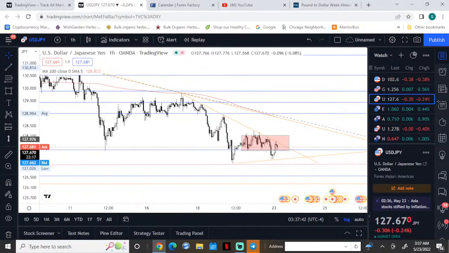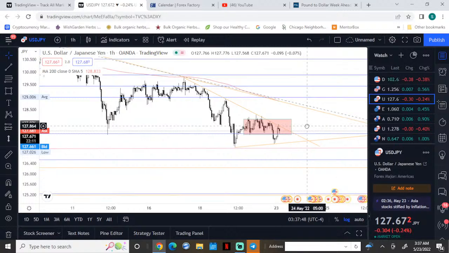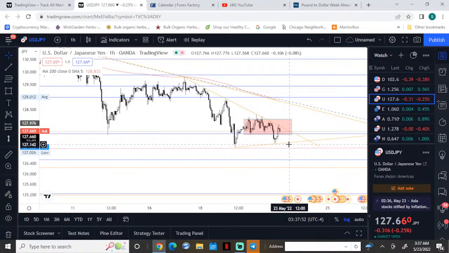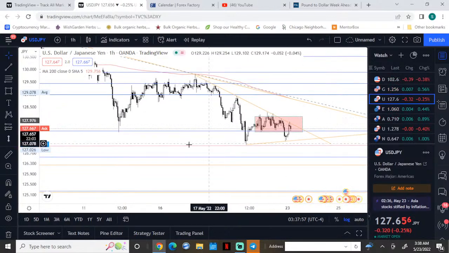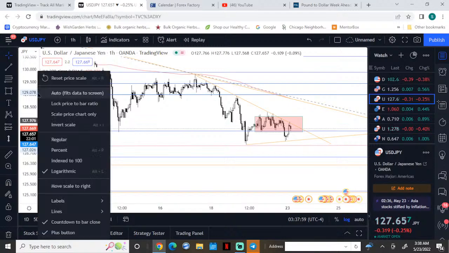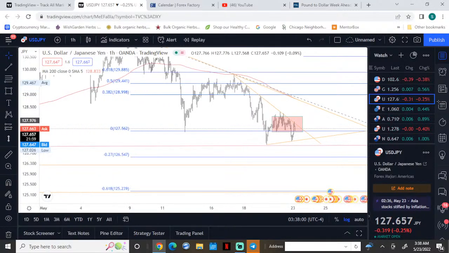Okay. So I would like to see it come out of these two trend lines right here before I would get in it for either a sell or a buy. So I'll wait for a break and retest on either side. So that's what we got for UJ.